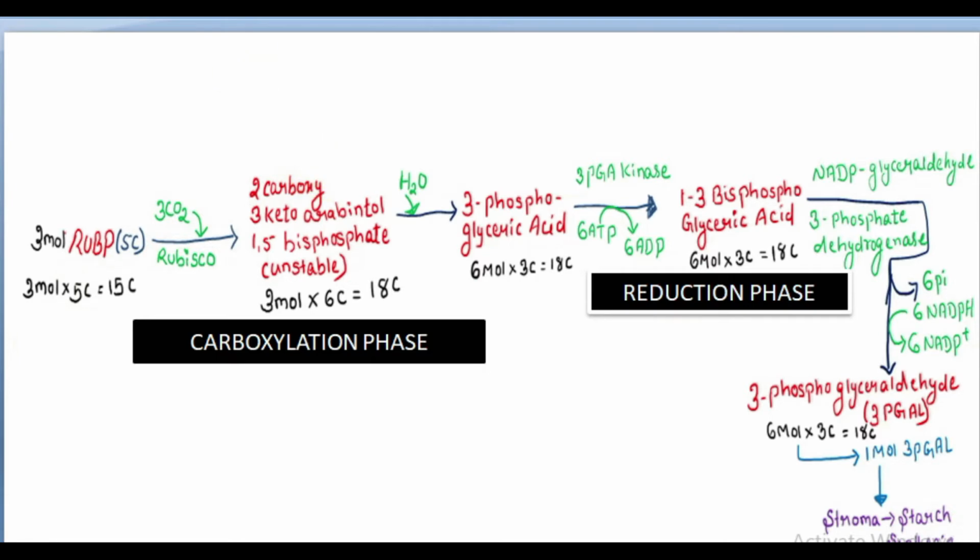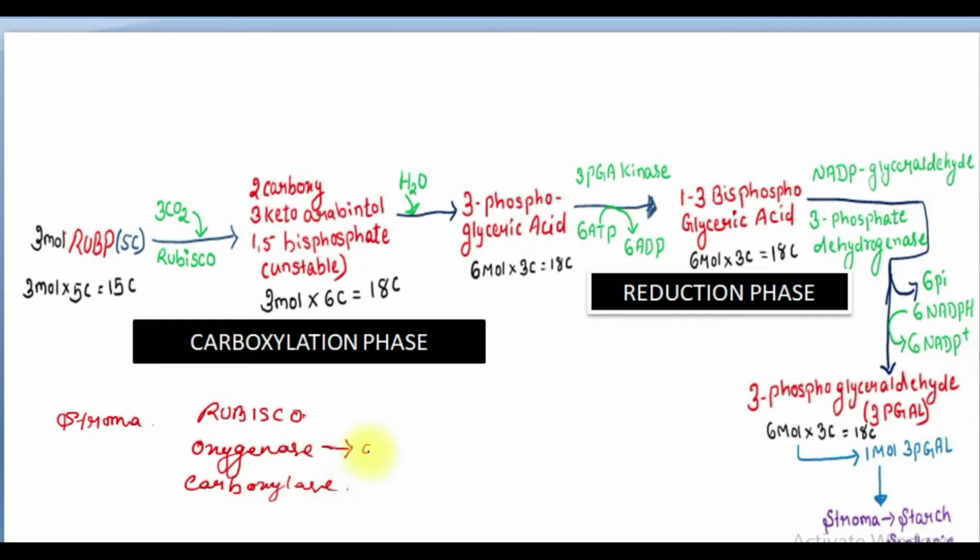Before discussing this, we have to know where the cycle is taking place. This cycle is taking place in the stroma of chloroplast. For this cycle to take place, the first enzyme which we need is Rubisco. This enzyme can work as oxygenase as well as carboxylase, depending upon the concentration of oxygen and carbon dioxide.